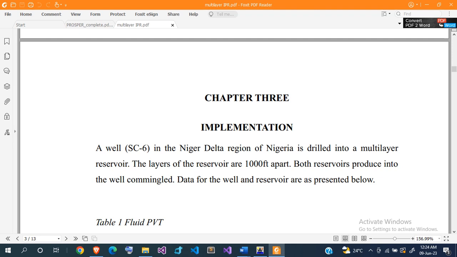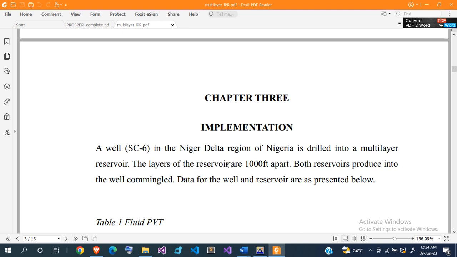Hello, welcome to this part of the tutorial. Today we want to model a multi-layer reservoir. So we'll briefly look at the data we have available and then move straight into the modeling. We have a field and a well, SC6.